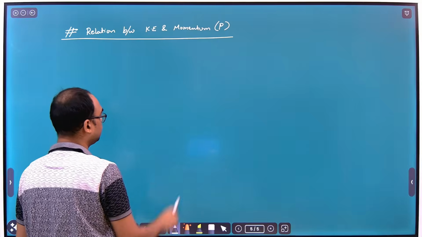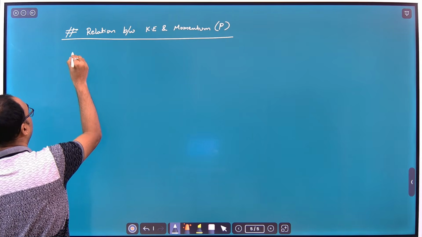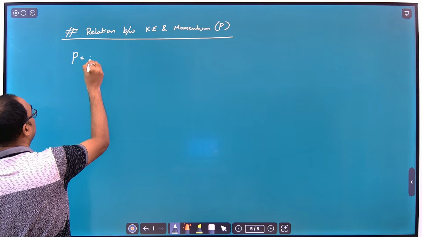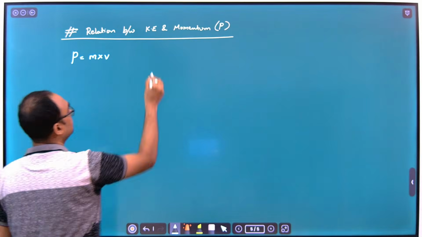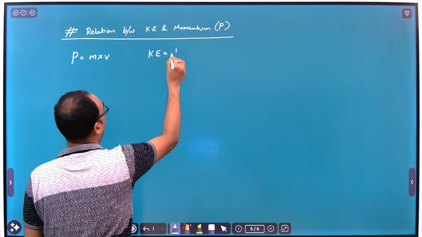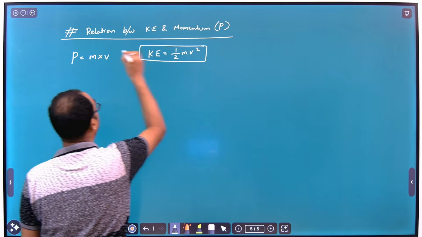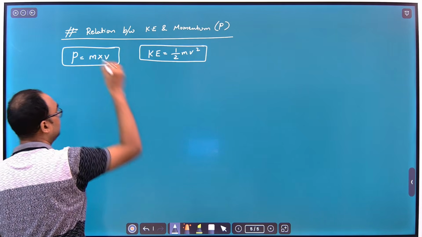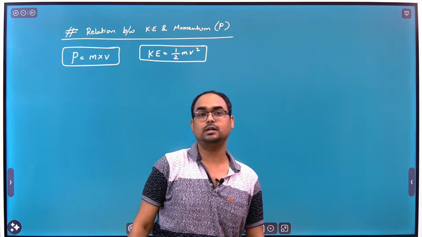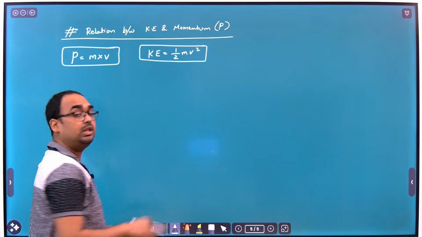Now, momentum is mass into velocity. We all know this. And kinetic energy is equal to half mv square. These are the two main parts of the derivation, momentum and kinetic energy. Now, we have two relations for this.